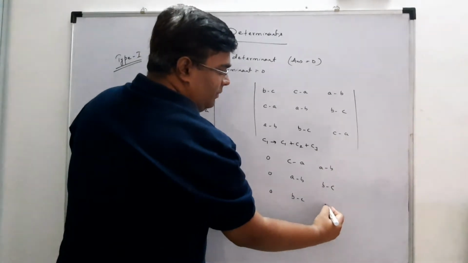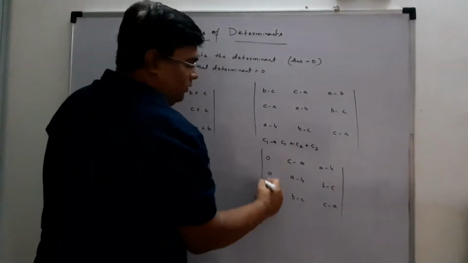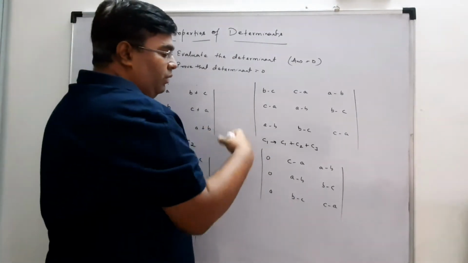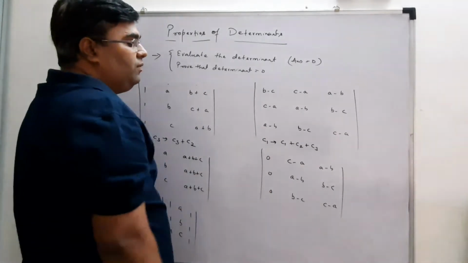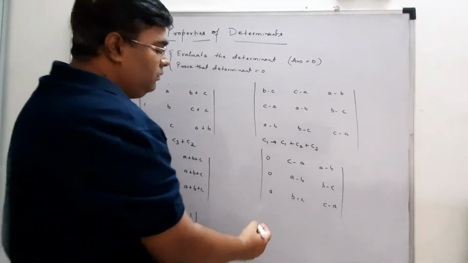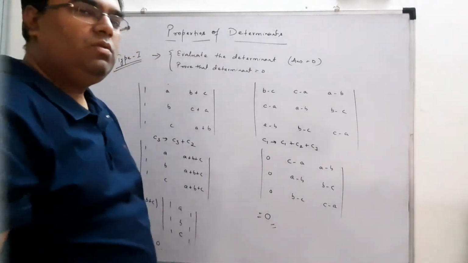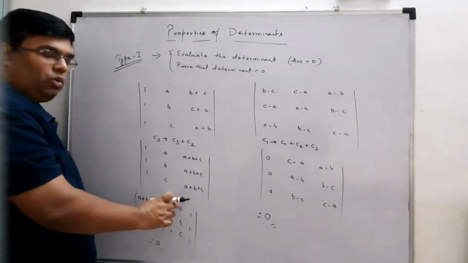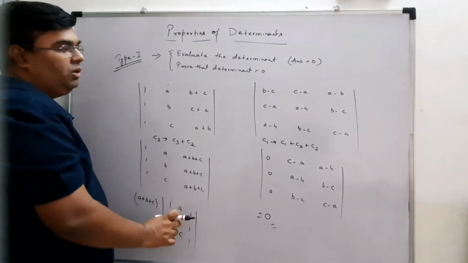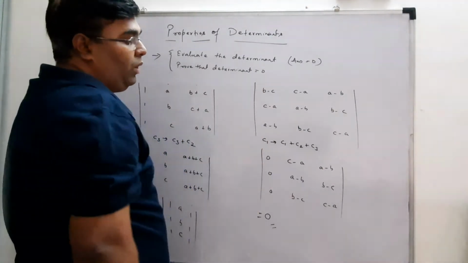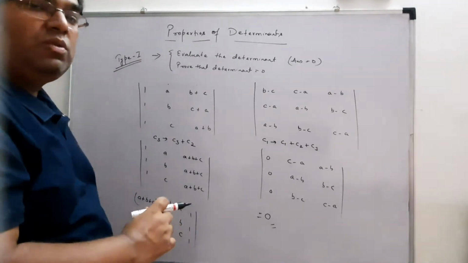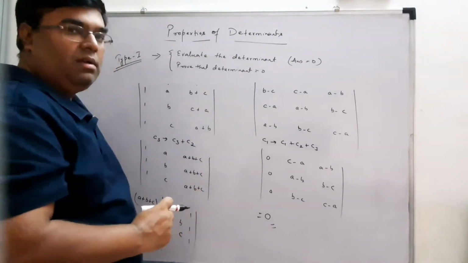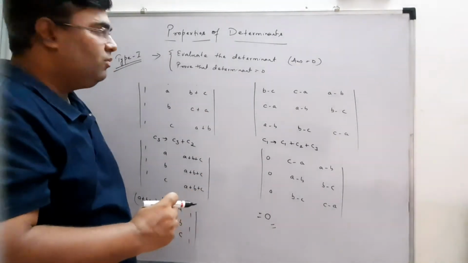Let us write all the elements. Now here, what we have done is change this determinant into this one, where all the elements of one column are 0, which makes the determinant equal to 0. So either we can make two rows or two columns identical, or we can make all the elements of one row or one column 0, so that the value of the determinant is 0. Okay, let us take some more examples.